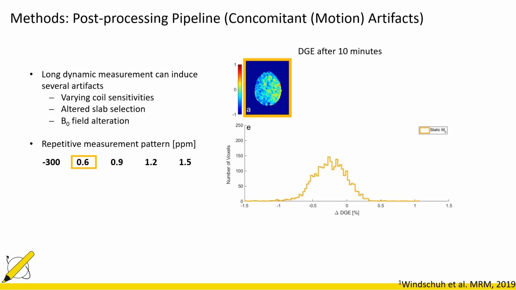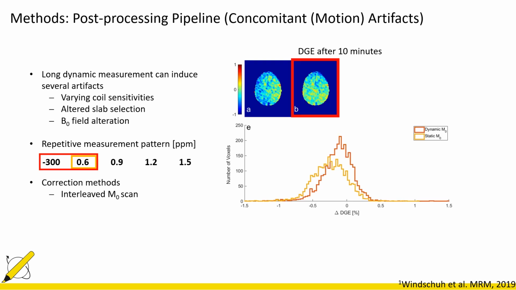When we look at the DGE contrast we would get when we would just use the image at 0.6 ppm, you can see a clear hypointensity on the left side, and also the histogram is very broad. So we decided to use an interleaved M0 scan, which means we acquire a normalization scan at -300 ppm before each group of saturated scans. And when we then use that to dynamically normalize the saturated images, we get an image like that. The hypointensity disappears, and the histogram is also much more narrow.